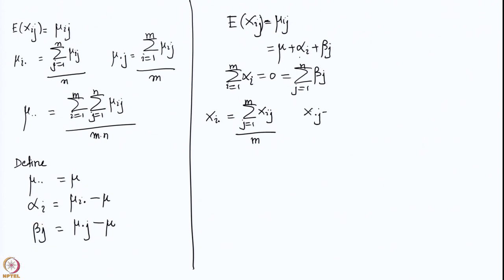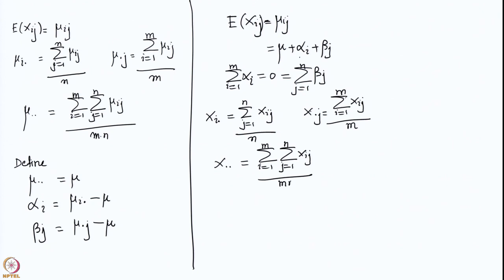X dot j is equal to summation i equals 1 to m, this is a mistake, let me correct it. It should be summation j equals 1 to n divided by n, and here it will be x_ij divided by m, population, okay. And then again x dot dot will be summation i equals 1 to m, summation j equals 1 to n, x_ij divided by mn.